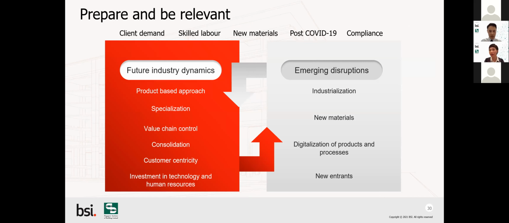So what could be the trend in future in consideration for training? Yeah, you look at future trends and emerging disruptions. Today we know digitalization is everywhere. Everything we are doing is IoT and digital and so on and so forth. So it's already here at the doorstep and we are using it. Future in terms of specialization, in terms of investment in technology, these are the future trends as well.